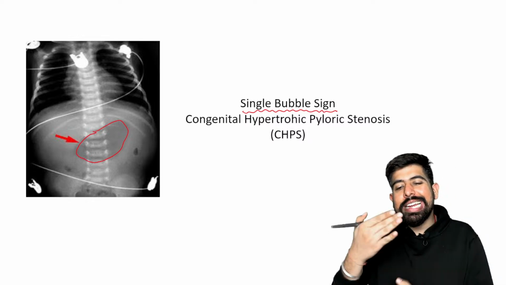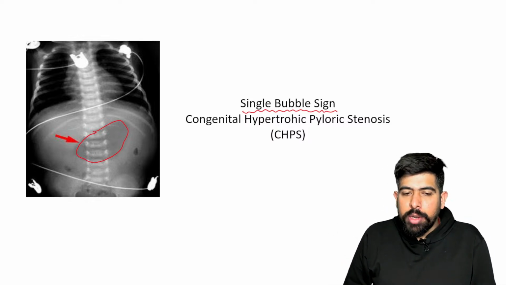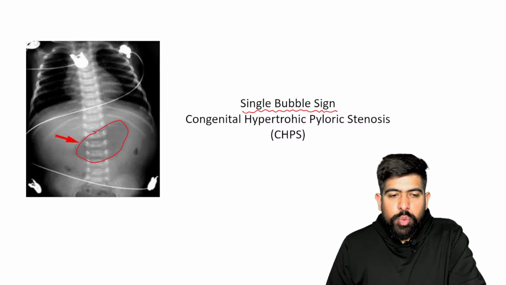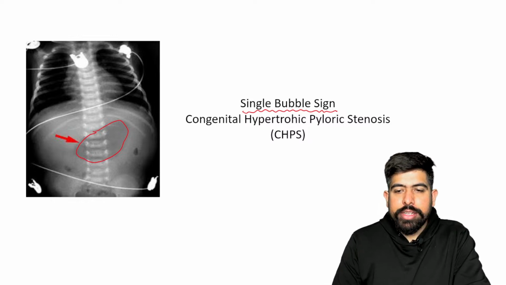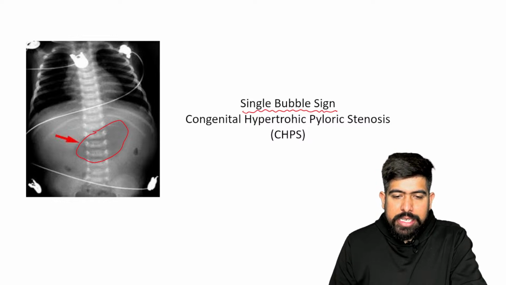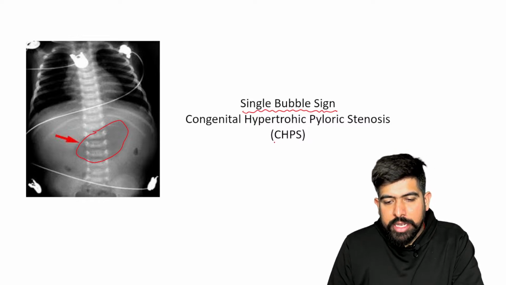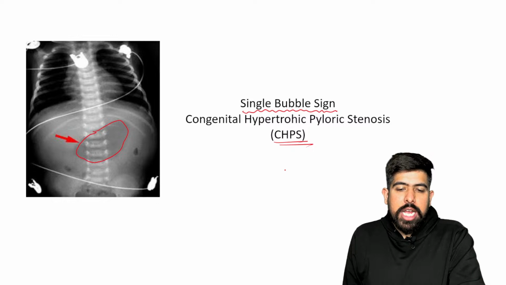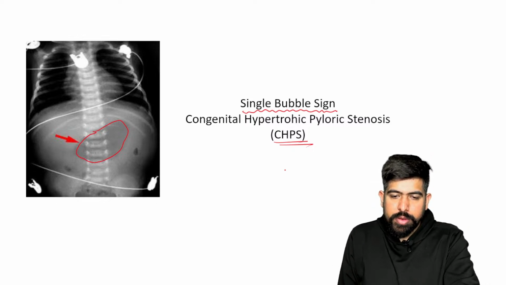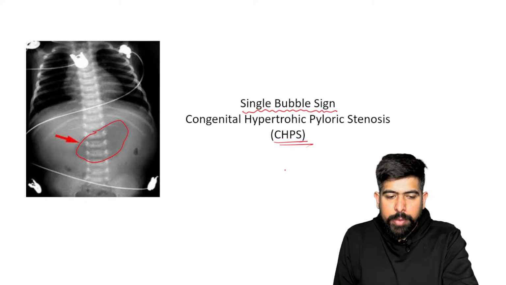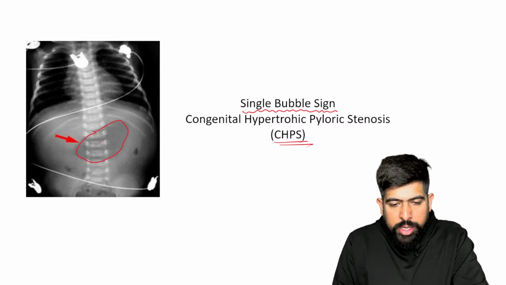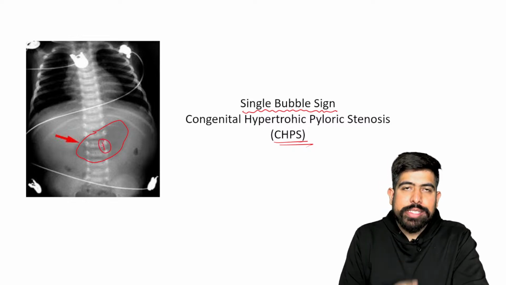And when we take the erect abdominal X-ray, what do we find? We find that the patient has the single bubble sign. So please remember, the patient with the single bubble sign has the diagnosis of congenital hypertrophic pyloric stenosis. Okay, is it clear about the single bubble? Very good. Remember, there is only one single bubble.